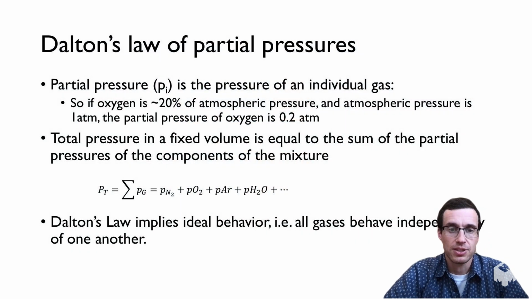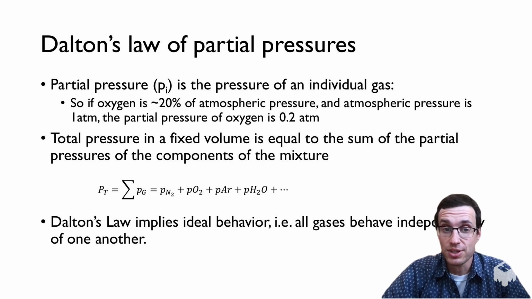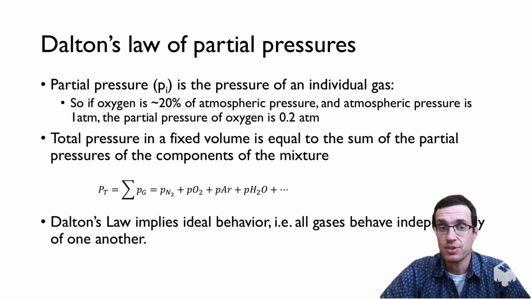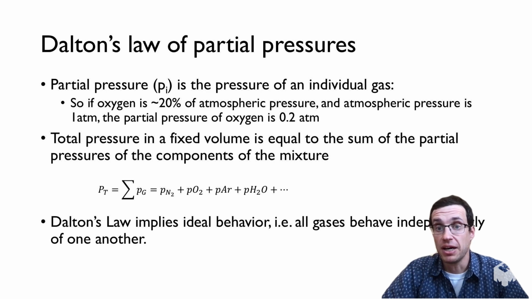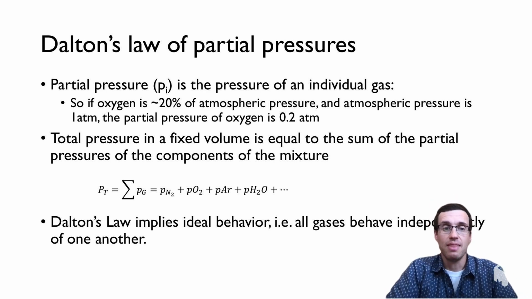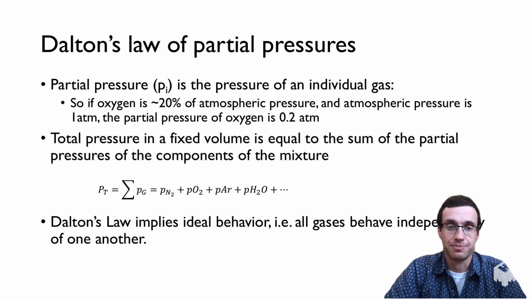So a few things to talk about beforehand. One is Dalton's law of partial pressures. And basically, first of all, what a partial pressure is. Partial pressure is the pressure of an individual gas. So if oxygen is about 20-21% of atmospheric pressure, and the atmospheric pressure is 1 atmosphere, the partial pressure of oxygen is 0.2 atmospheres, or 0.21. Basically, it's saying that if you add up the partial pressures of all of the gases in a volume, so for now the atmosphere, that will equal your total atmospheric pressure.